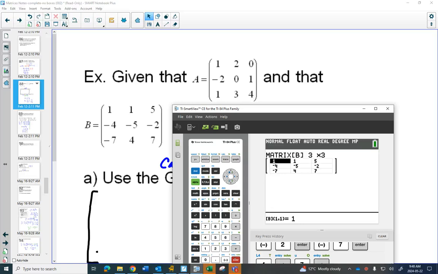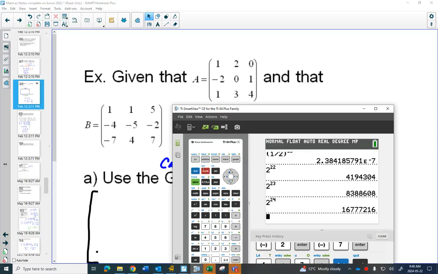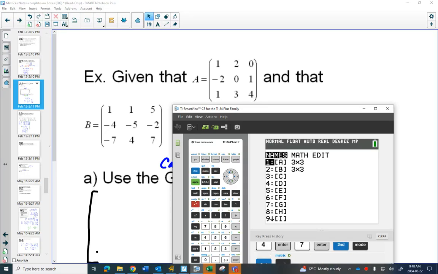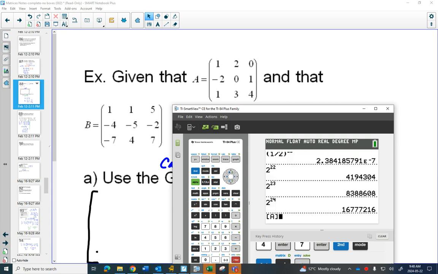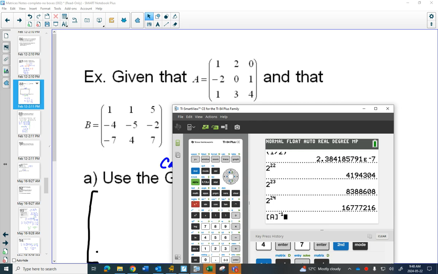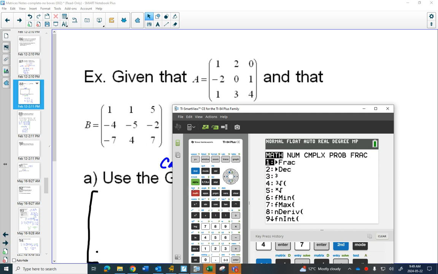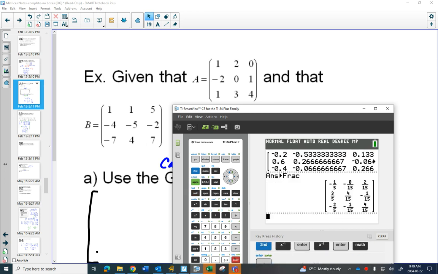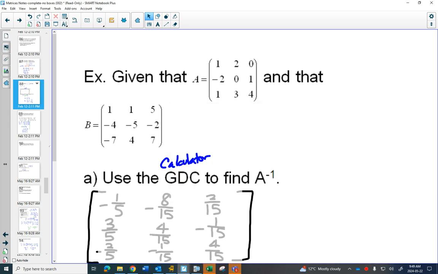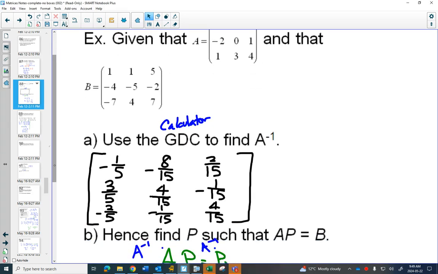Okay, we've got our things set into our calculator. We can now go second matrix A. And once you've got matrix A in there, at the matrix button, it's x inverse. You can just hit inverse. It'll come up with a lot of decimals. You can hit math, fraction, and change them all back to nice numbers.